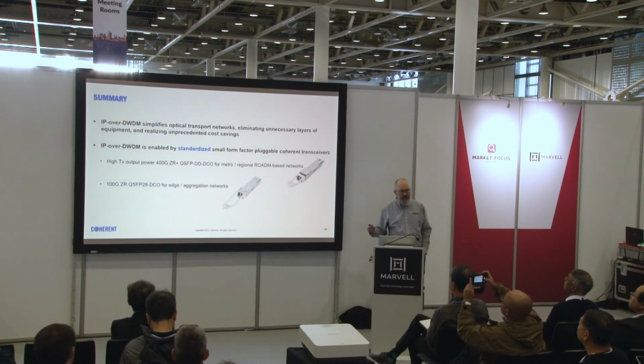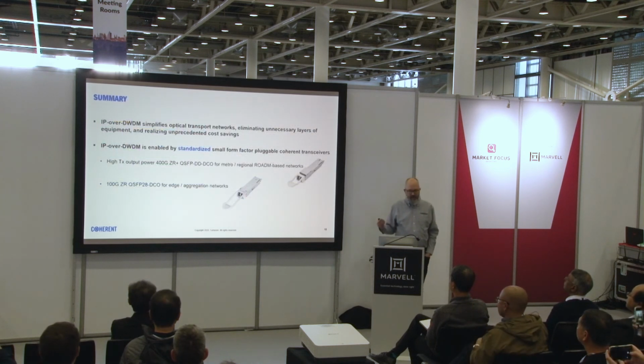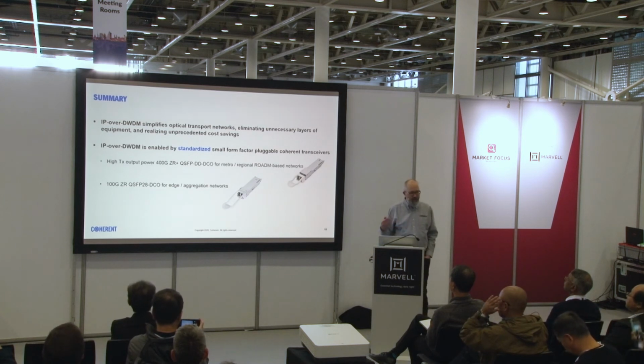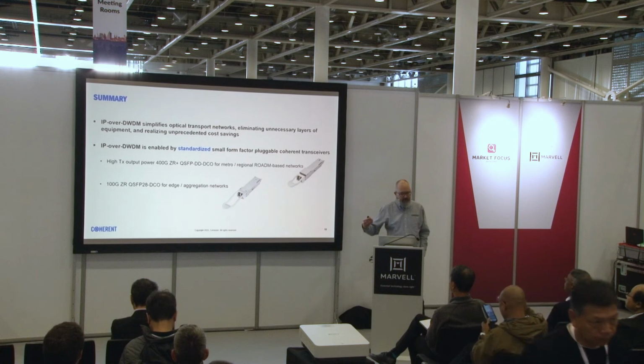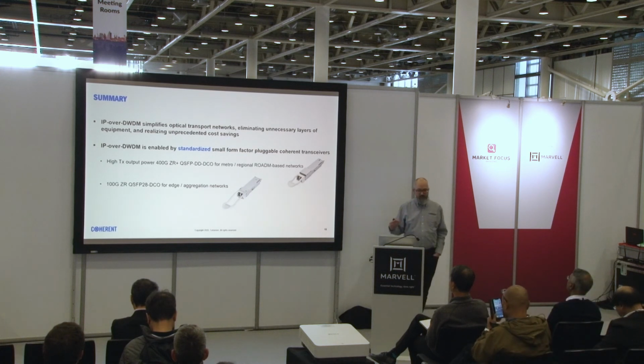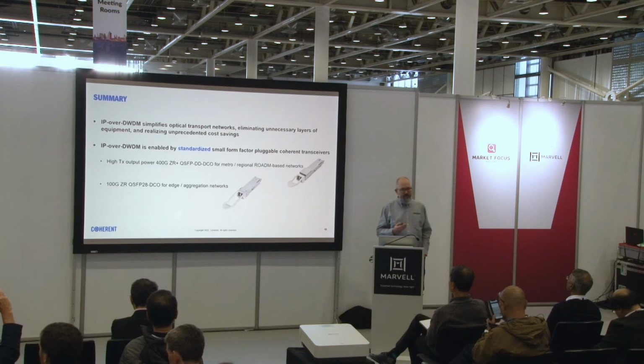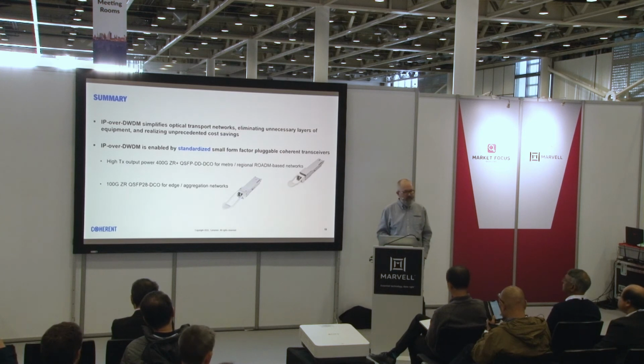So in summary, the technology is there in pluggable form factors, both at 400G in QSFP-DD and at 100G in QSFP28, to really start deploying IP over DWDM at a large scale, and allow network operators to tremendously simplify the networks and realize unprecedented cost savings. Thank you.